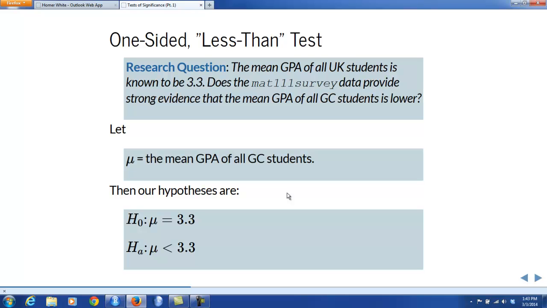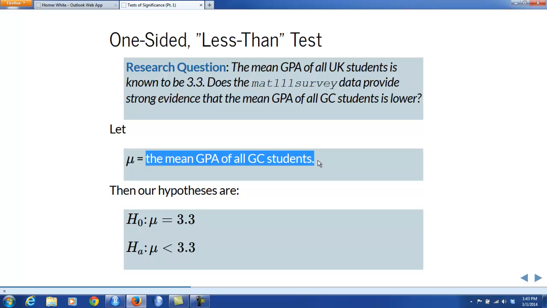We can vary things a little bit. Let's try a new research question. Suppose that somehow we know that the mean grade point average of all University of Kentucky students is 3.3, but for some reason we don't know what it is in the Georgetown College population. Does the Math 111 survey data provide strong evidence that the mean GPA of all Georgetown College students is lower than this 3.3 figure? The only population we don't know about is the Georgetown College population, so we've really only got one mean that we're interested in this problem. It's mu, the mean GPA for all Georgetown College students.